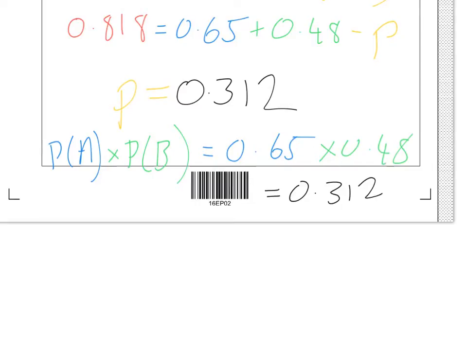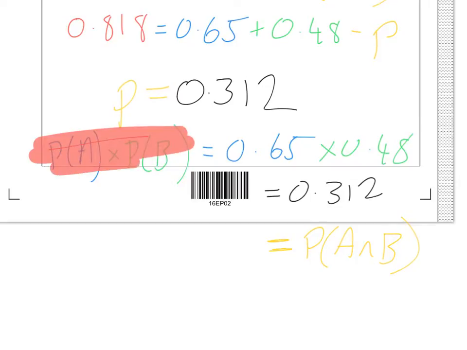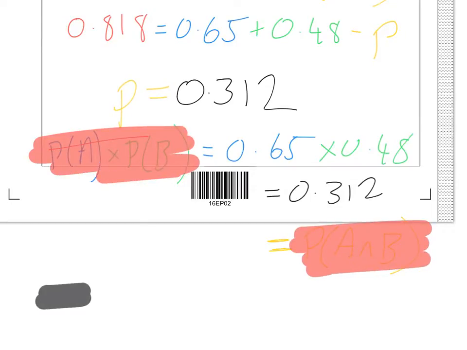0.312. Well, that looks awfully familiar because we just worked out that was the probability of A intersect B, and that's a rule for independence. If the probability of A times B is equal to the probability of A intersect B, then that means that they are independent.